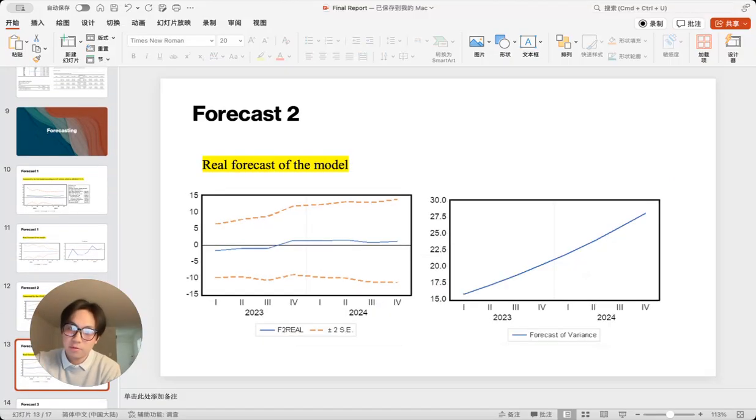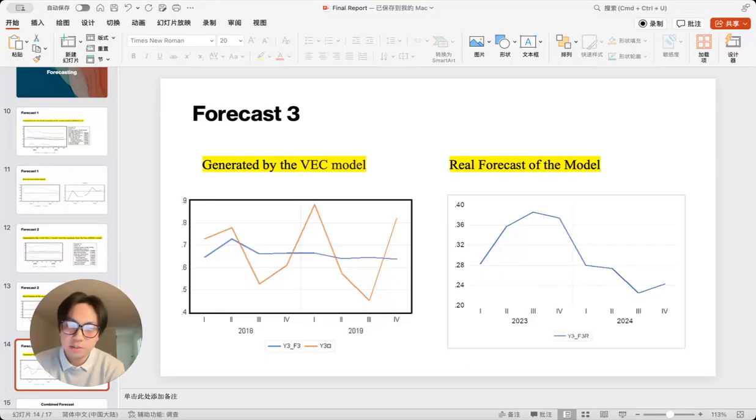And here's the real forecast of F2. It shows largely flat and overly smooth paths with only slight early increases, while steadily widening the confidence bands and the rising variance indicates growing uncertainty, despite almost no change in the mean.